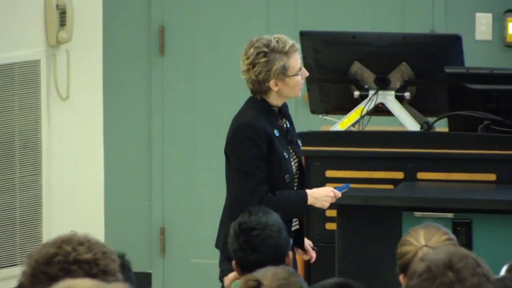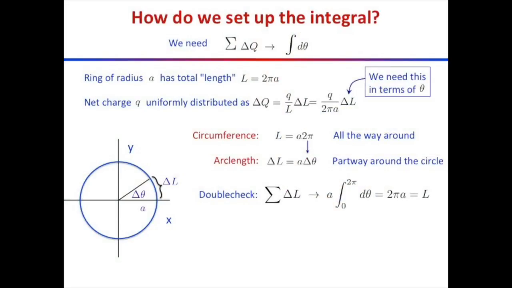Okay, so I still need to turn this into an integral over an angle. I want the sum over the little delta q's to go to an integral d theta around this circle. So here's how I'll set it up. Here's the circle. The circle was lying in the xy plane. There's some angle I'm going to go around. I'll call that delta theta for now. And as I go around the angle delta theta, I trace out a length that I'll call delta L.